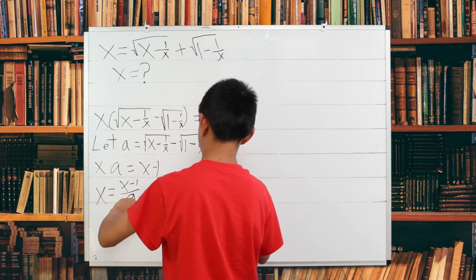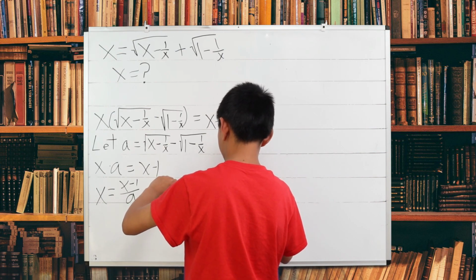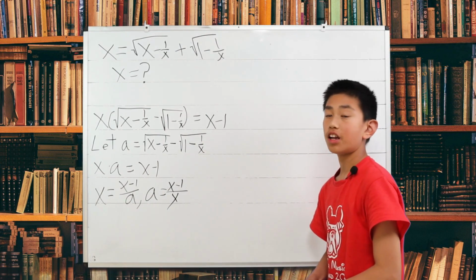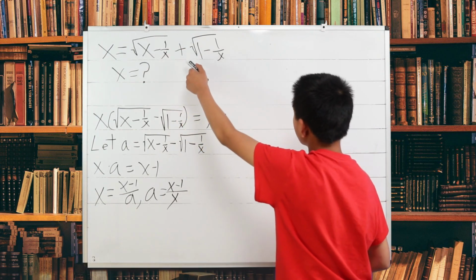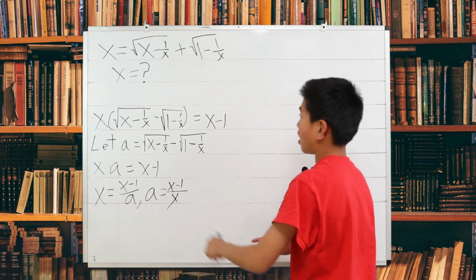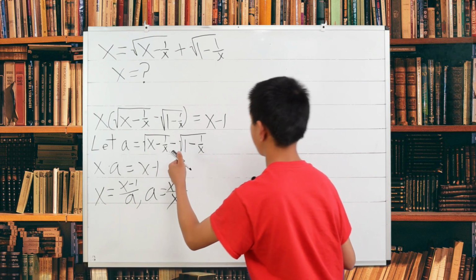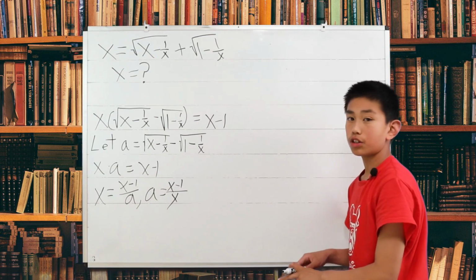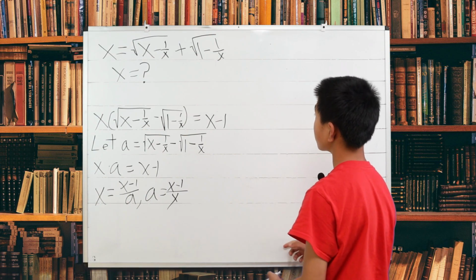And we also get that a is equal to x minus 1 over x. Now we notice something. x is the square root of x minus 1 over x plus the square root of 1 minus 1 over x. And a is equal to the square root of x minus 1 over x minus the square root of 1 minus 1 over x. So when we add these two, a and x, we can cross out a term.